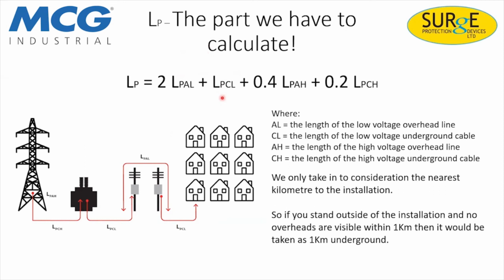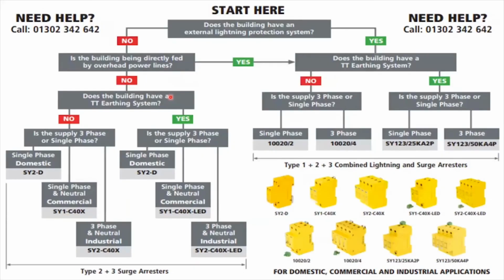If you stand outside of your installation, you can see overheads and they're about 200 metres away from your installation, you'd put 0.2 in for underground to get you to that overhead, and then 0.8 in for your overhead to take you to that 1 kilometre. The difference is the overhead you've got to times by a factor of 2.